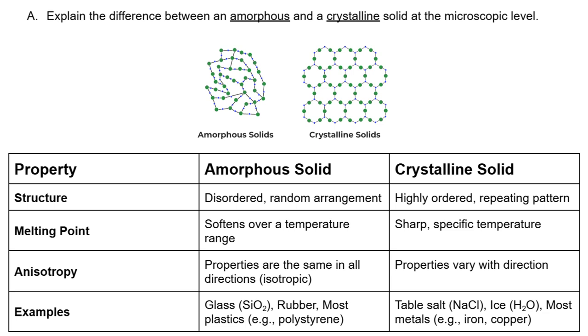Crystalline solids can really be broken up into two types. You have ionic substances, such as table salt, and then you have molecular solids like ice, where you have molecules that are simply arranged in a regular repeating pattern. Metals as well also form crystal structures that are highly organized. So most metals, when they are in their solid form, are crystalline solids.